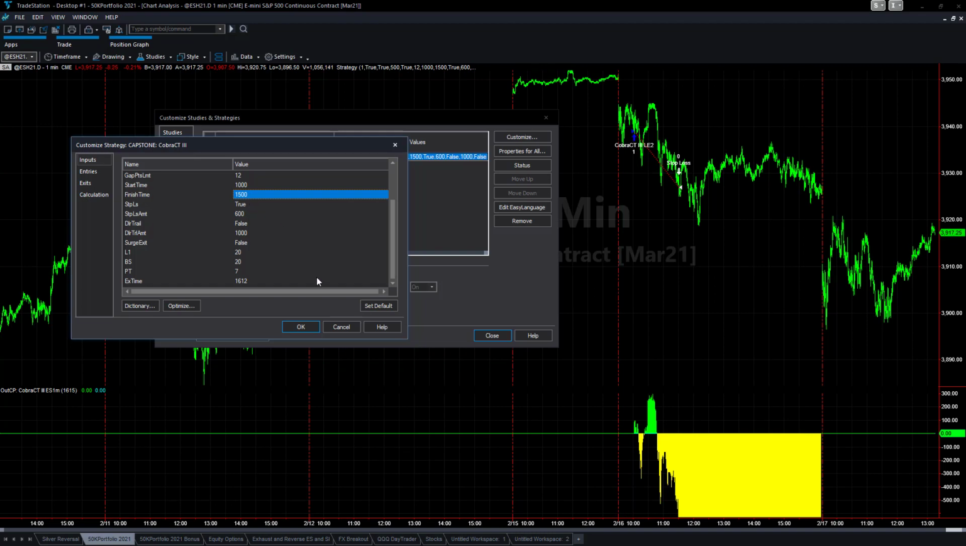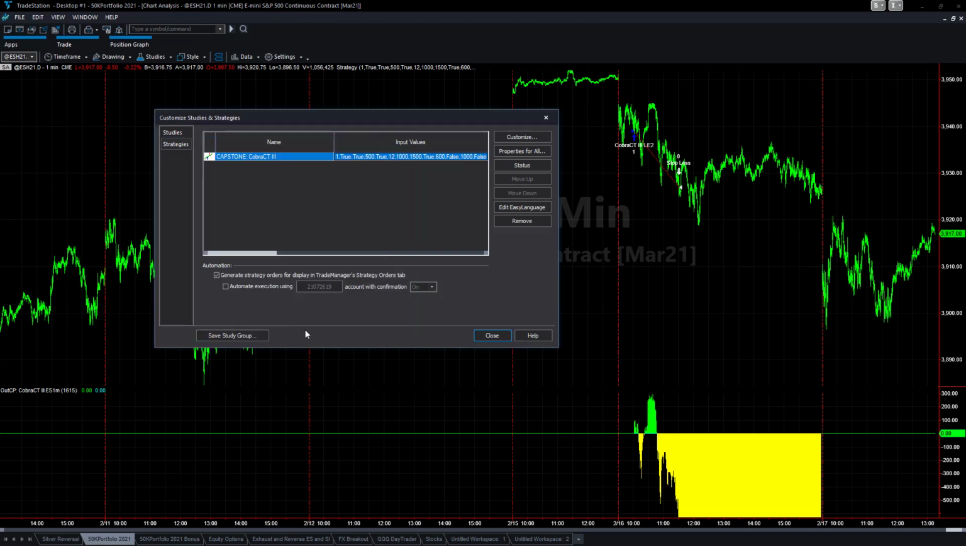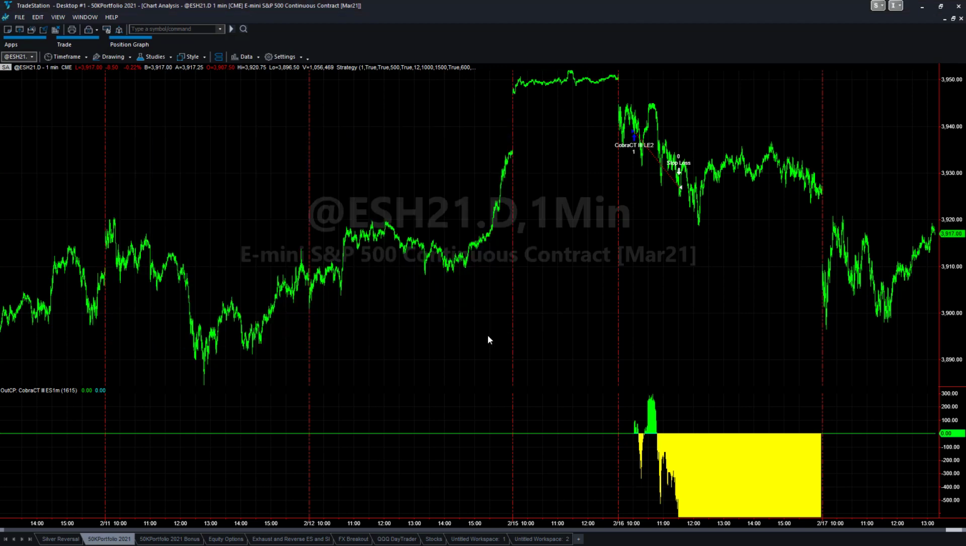And so it exits at 1612, 3 minutes before the futures close. So 1612 is 4:12 p.m. Eastern Standard Time. The futures close at 4:15 Eastern, 3:15 Central. And so those are the time-based inputs for Cobra CT3. This is a dip buying strategy, long only, buys the dip.